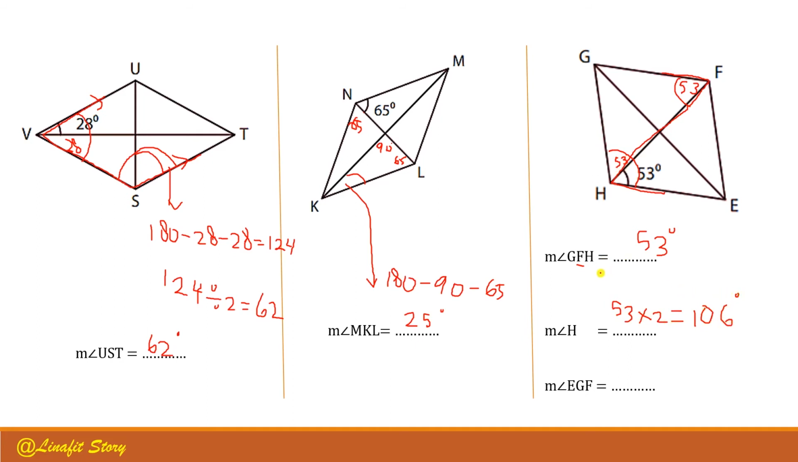And then angle EGF. This is 90 degrees. So to get angle GEH, it is 180 minus 90 minus 53, which is equal to 37 degrees. This is the Z shape. Z shapes are equal. So this is also 37 degrees.